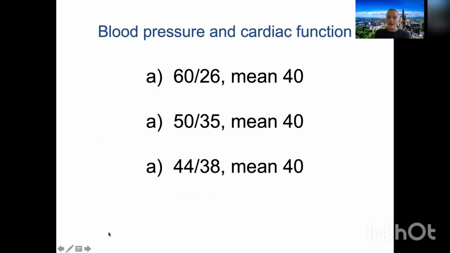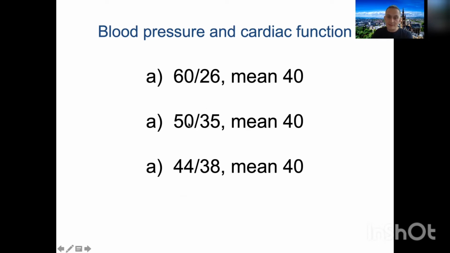I want to also highlight the importance of looking at the systolic and the diastolic blood pressure, as well as just the mean blood pressure, and how looking at the difference between the systolic and the diastolic, which is the pulse pressure, can help us to make some assessment of cardiac function. So here are 3 blood pressures in 3 different babies, and they all have a mean blood pressure of 40 millimeters of mercury. If you look at the first one, the pulse pressure here is 34 millimeters of mercury, so it's really very wide, which is a sign probably this baby has good cardiac function despite a slightly low diastolic pressure.